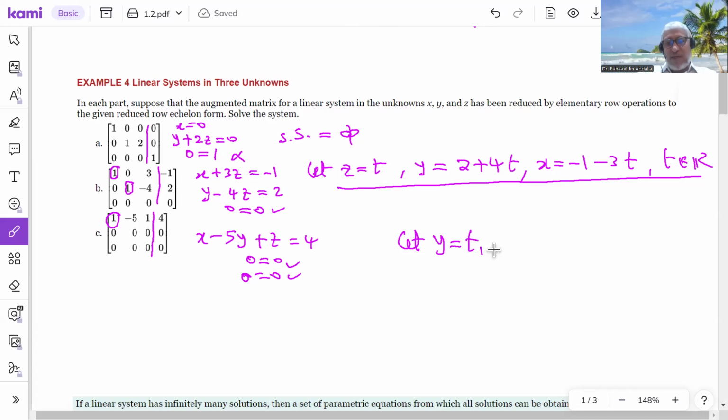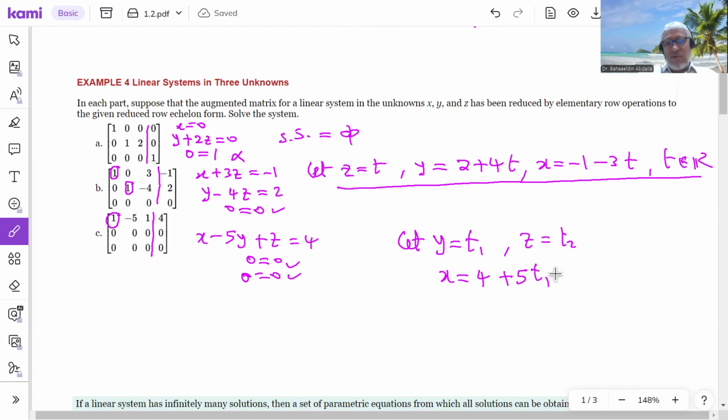So I'll call y t1, for example, and z t2, for example. And I will solve the first equation for x. So x would be 4. Bring 5y to the other side, so it would be plus 5y, but y is t1.